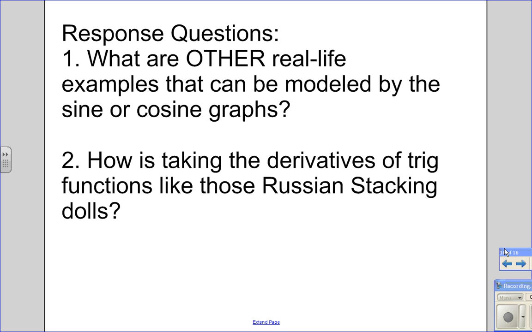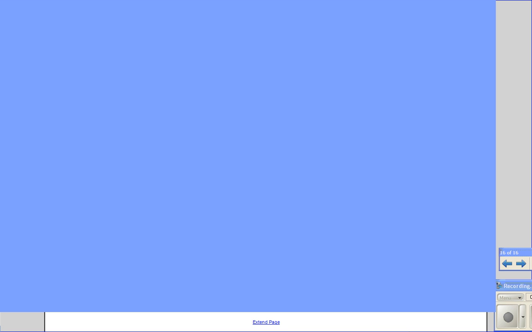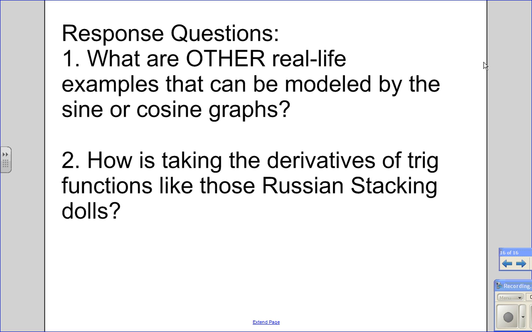And then I'd like an email response from you about, first, what are other real-life examples that can be modeled by sine and cosine graphs? I want you to come up with one. I gave you 3 examples. You come up with another one. And the second one, how is taking the derivative of a trig function like those Russian stacking dolls? I want you to put it in your own words in an email response to me, please. So I look forward to getting your emails.